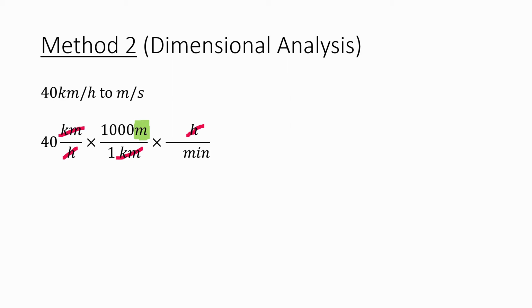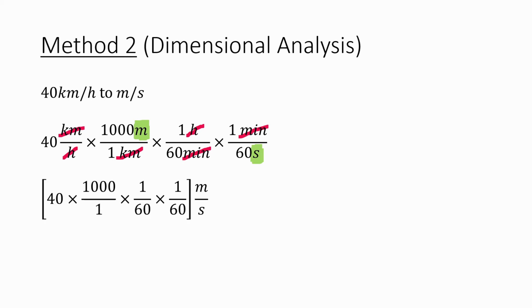And we want to cancel out the hours and replace it with seconds. However, we'll start with minutes, with 1 hour is 60 minutes, and then we'll times it by 1 minute over 60 seconds to cancel the minutes and be left with seconds. And therefore, we get 11 metres per second.